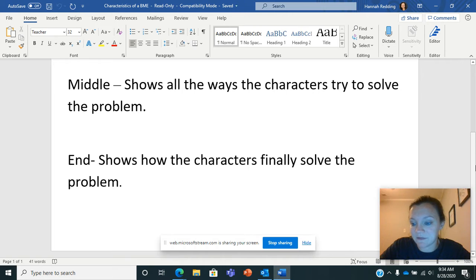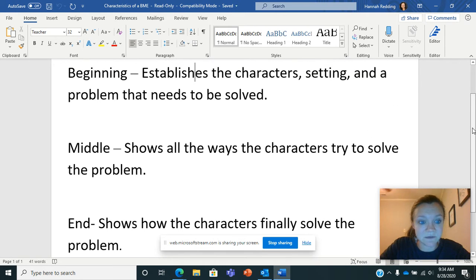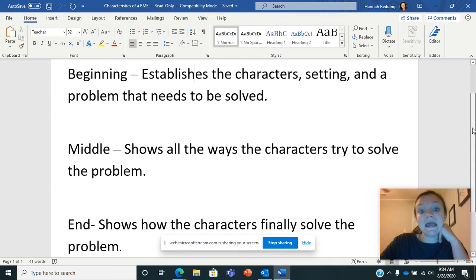So those are the things that happen in the beginning, middle, and the end. And we're going to keep going back to this today as we read a new story. Take a look at our new story.